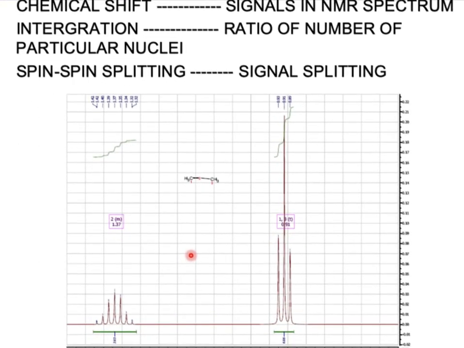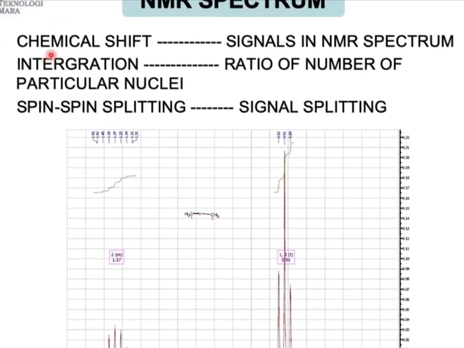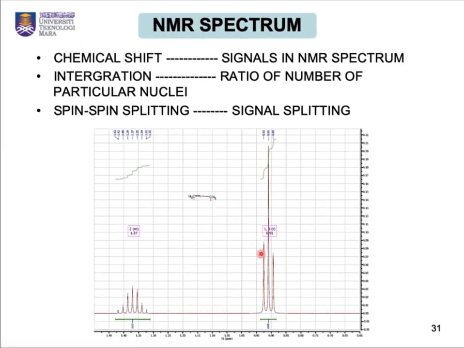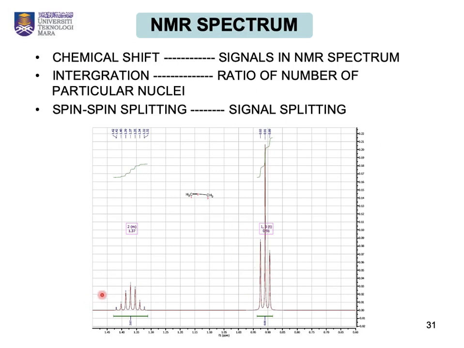So if you see in this NMR, this is the chemical shift. Chemical shift is the signals in the NMR spectrum, this one or this one. Integration tells us how many protons, how many particular nuclei, are at a specific signal. So this one is the integration, right? And then the spin splitting is the splitting of each signal, which we'll see one by one, right? So the splitting of the NMR signals.